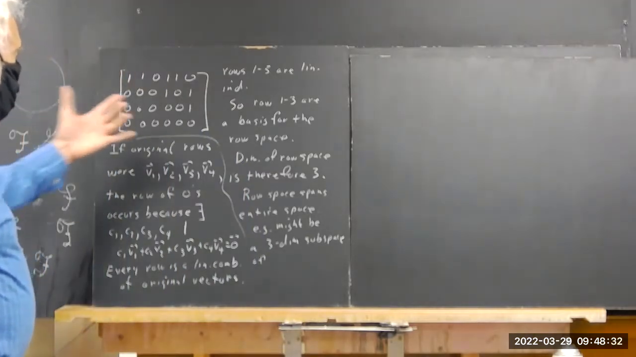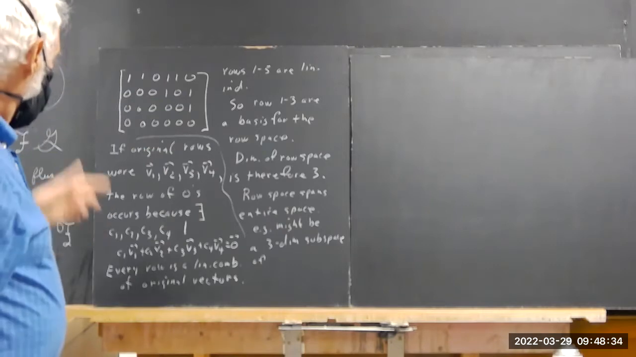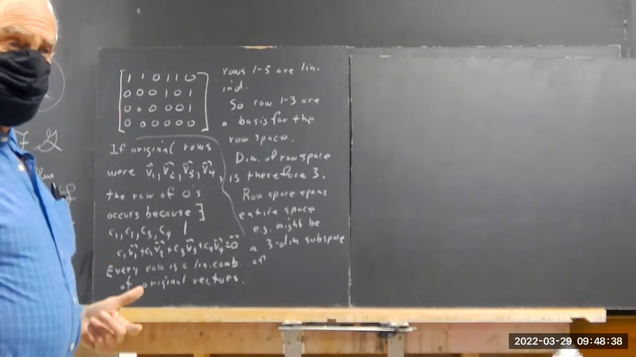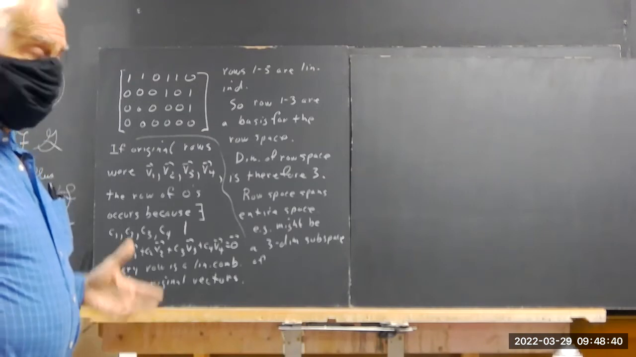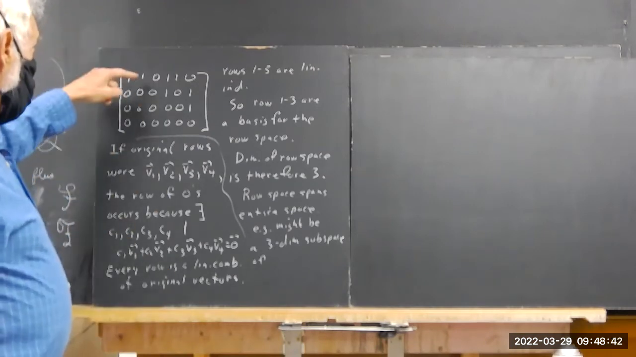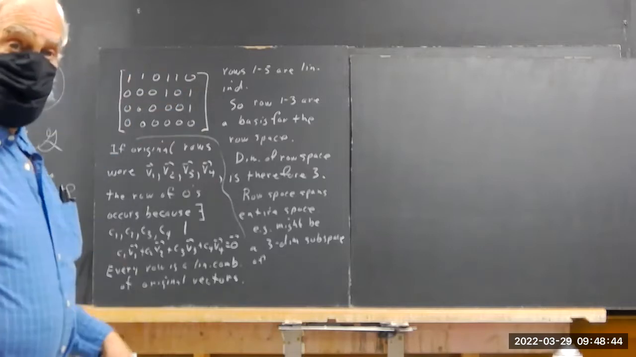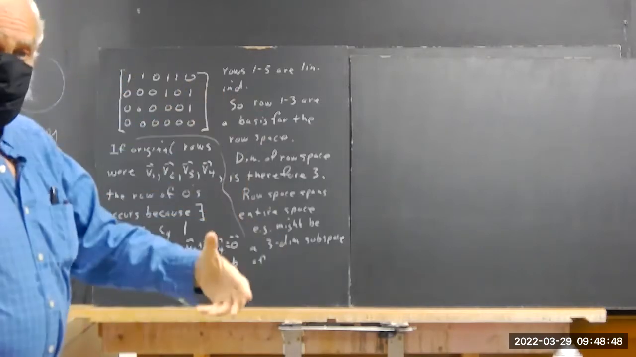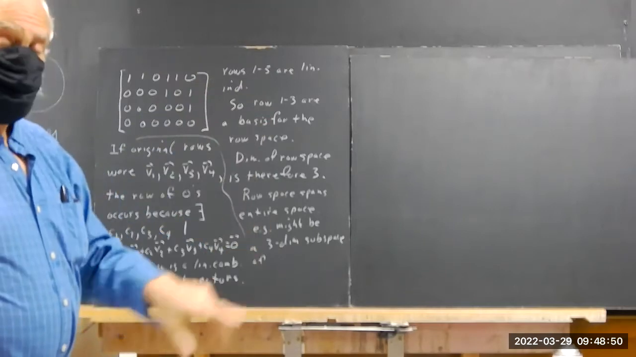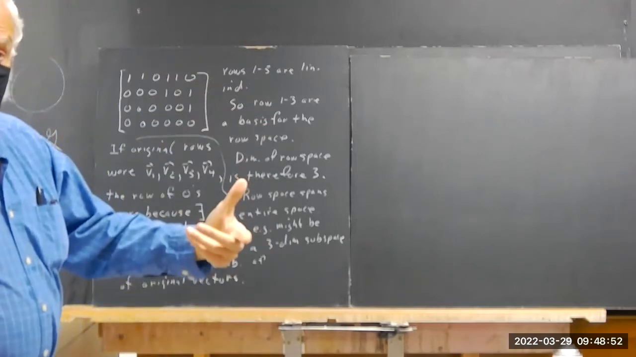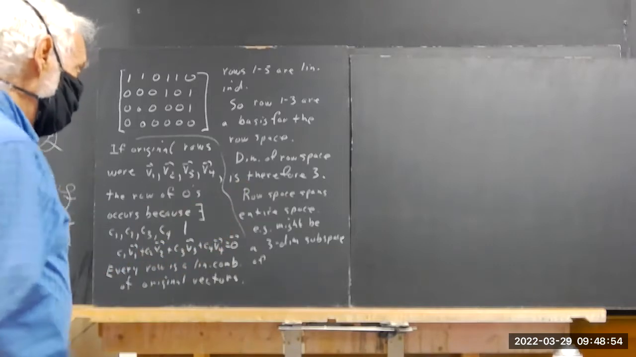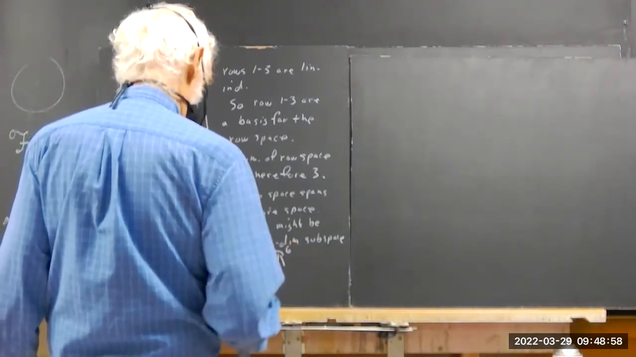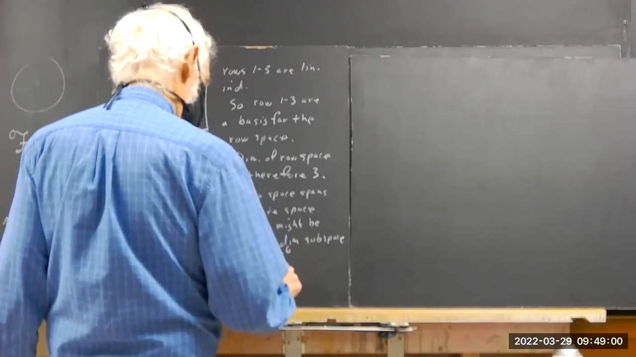Okay, now what space do these vectors live in? Where do they reside? Well, they're in 1, 2, 3, 4, 5, 6. These vectors each have 6 components. Each vector could be in R6. Okay, so you'd have a 3-dimensional subspace of R6.